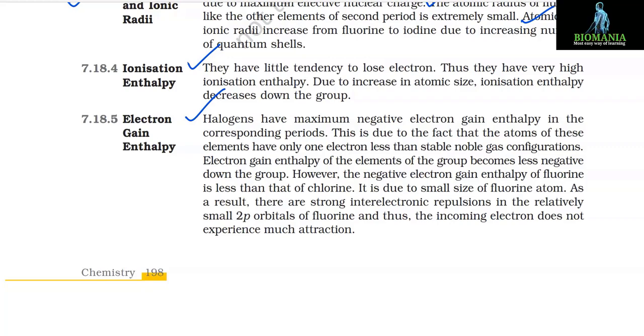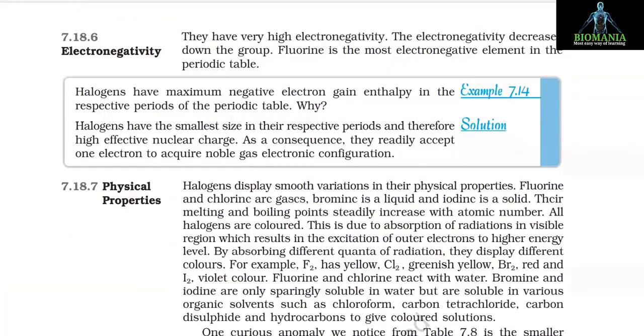However, the negative electron gain enthalpy of fluorine is less than that of chlorine. It is due to the small size of the fluorine atom. As a result, there are strong inter-electronic repulsions in the relatively small 2p orbitals of fluorine, and thus the incoming electron does not experience much attraction. 7.18.6 Electronegativity. They have very high electronegativity. The electronegativity decreases down the group. Fluorine is the most electronegative element in the periodic table.